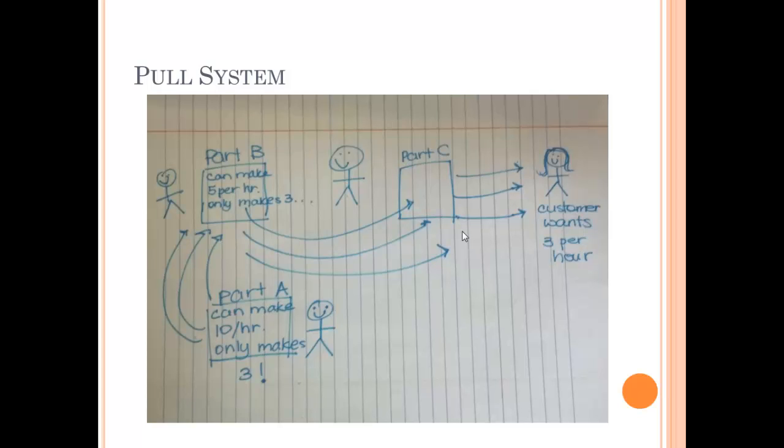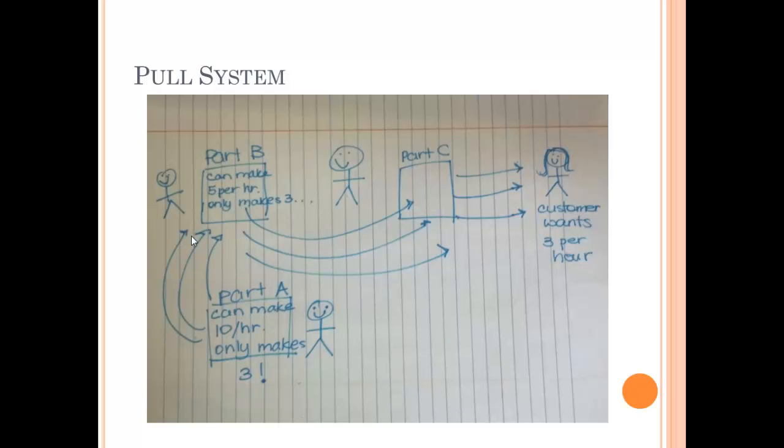All right, so when I drew this sketch for you, the customer wants 3 per hour. All right, part C though can make more than that. Okay, but they make their 3 per hour and they're shipped directly to the customer. This part B, they can make 5 per hour, but they only make 3 because that's what we need downstream. This station's only going to pull 3, so they only make 3.